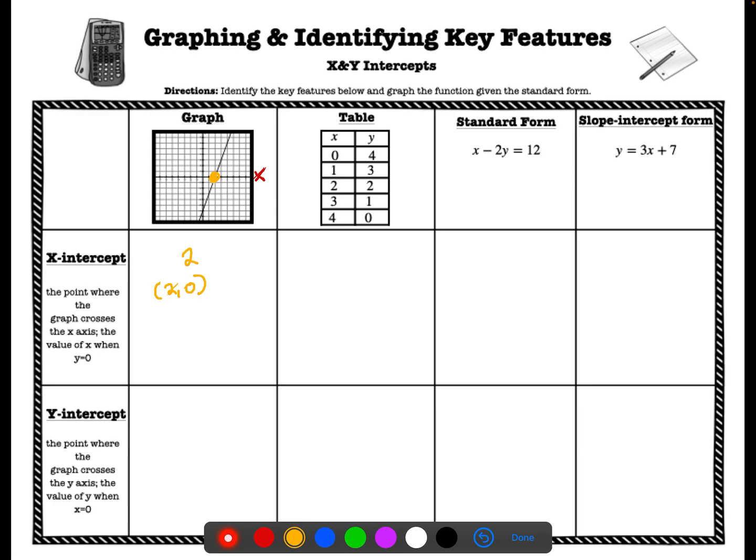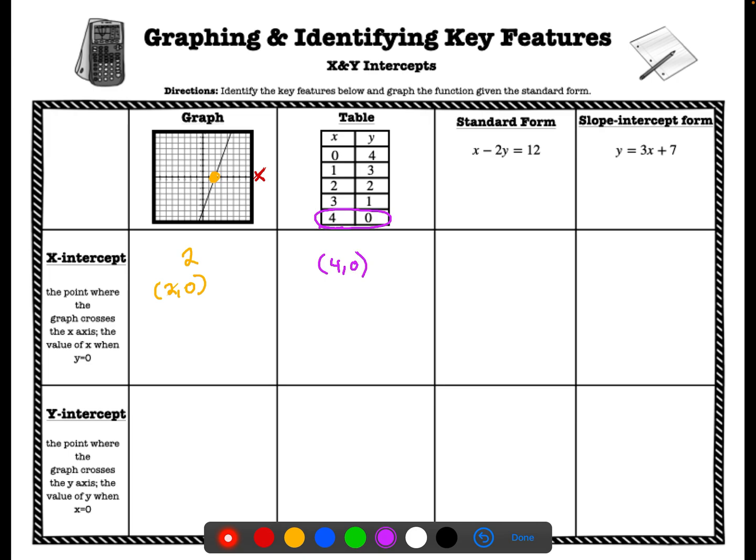When we come over here to look at the table, remember, we're using the definition, the value of x when y is 0. So we look along the y to see where it's 0, and it appears to happen about right here when x is 4. So our x-intercept here is (4, 0).